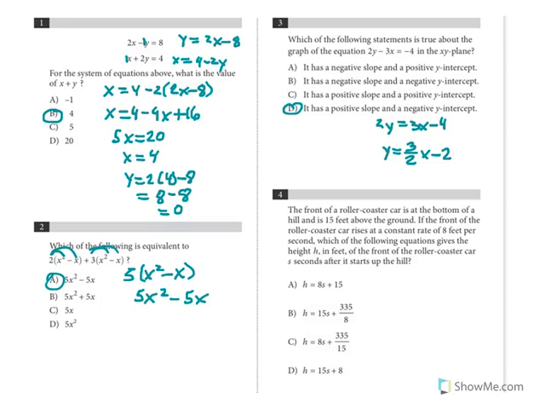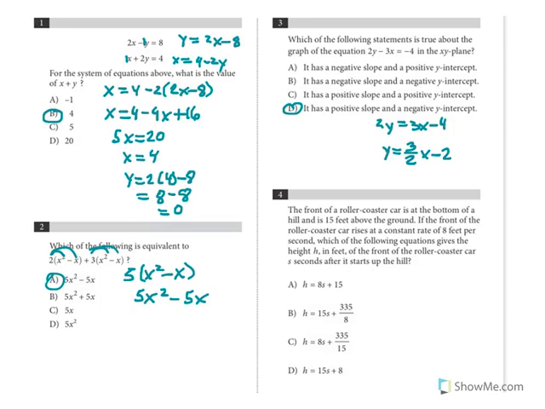The front of a roller coaster car is at the bottom of a hill and is 10 feet above the ground. If the front of the roller coaster rises at a constant rate of 8 feet per second, which of the following equations gives the height h in feet of the front of the roller coaster car, s seconds after it starts up the hill?